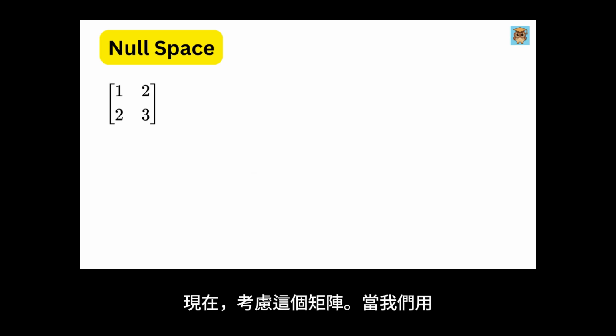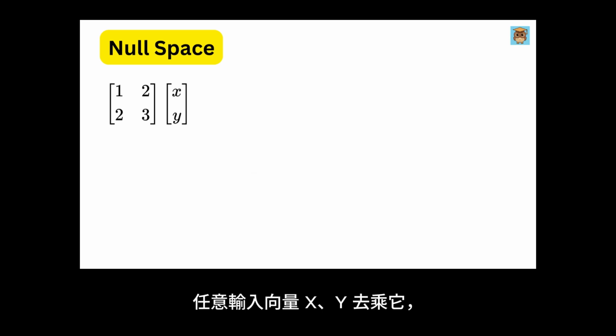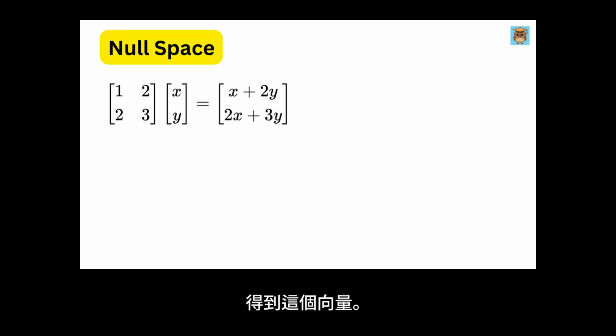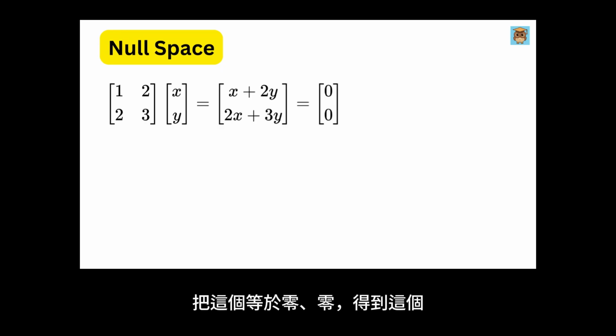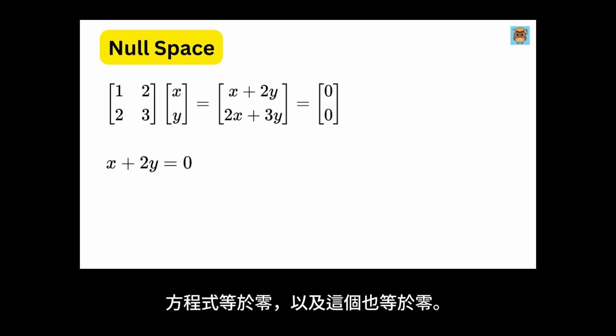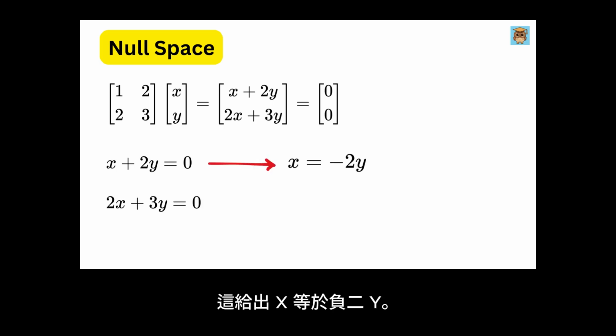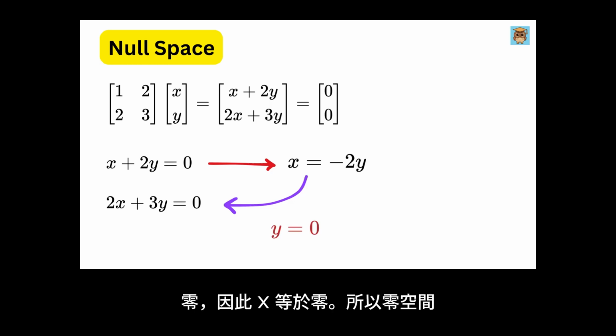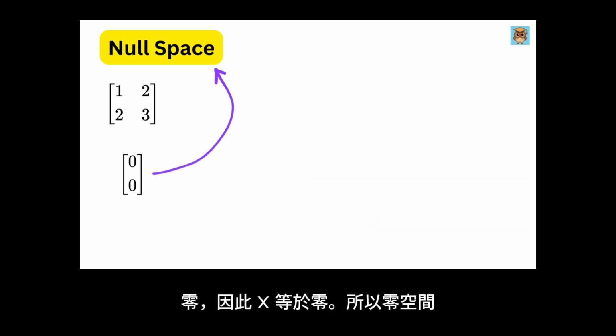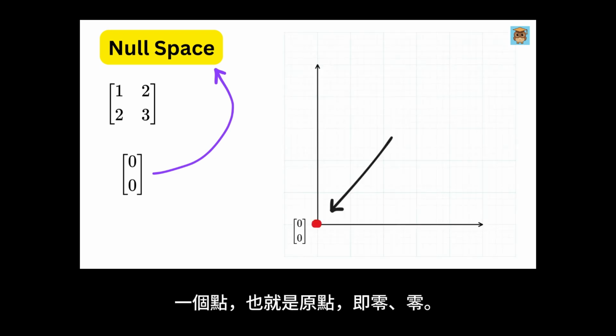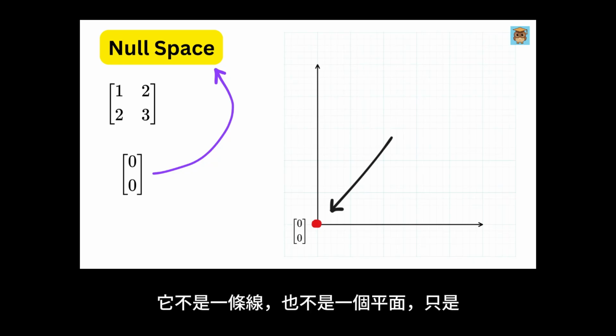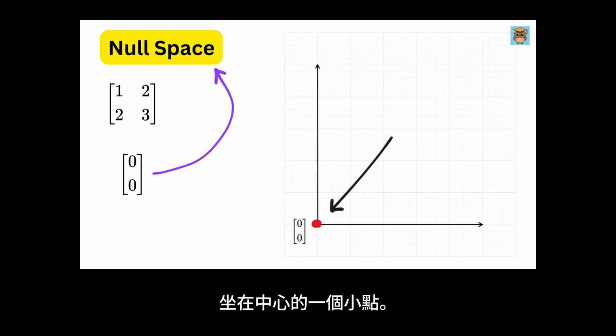Now consider this matrix. When we multiply any input vector x, y with it, we get this vector. Equate this thing to 0, 0 to get this equation as 0, and this one also as 0. This gives x equals minus 2y. Substitute into this equation to get y equals 0, and thus x equals 0. So the null space contains only the 0 vector, which means the null space is just a single point, or the origin, that is, 0, 0. It's not a line, not a plane, just a tiny dot sitting at the center.